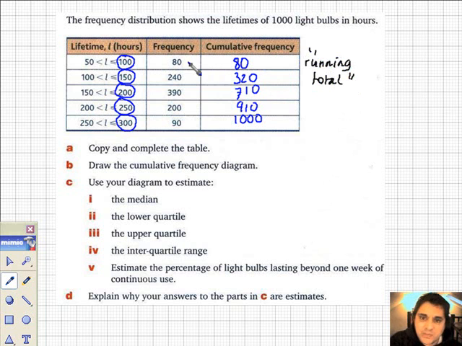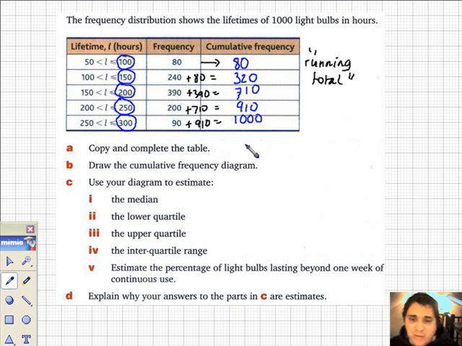It's a running total. So the first 80 are there. Then 80 plus the 240 there, so add the 80 on, gives us 320. Then we add 320 onto the 390, that's how we get 710. We add the 710 onto the 200, brings us up to 910. Add the 910 onto the remaining 90 bulbs, that gives 1,000. That's where that comes from.